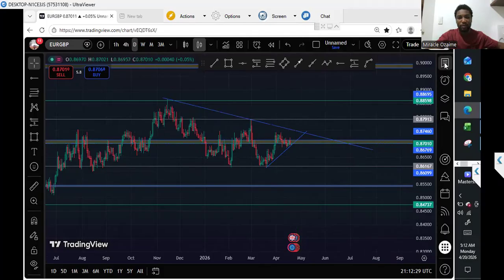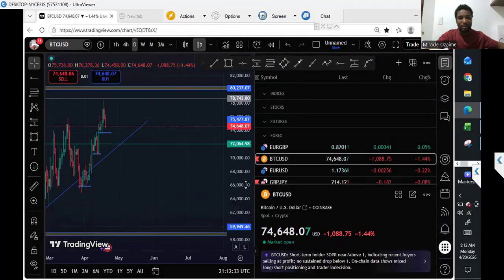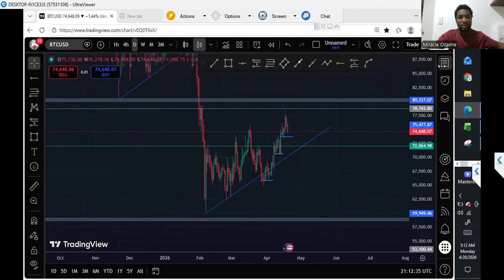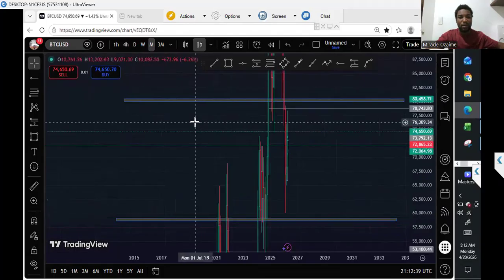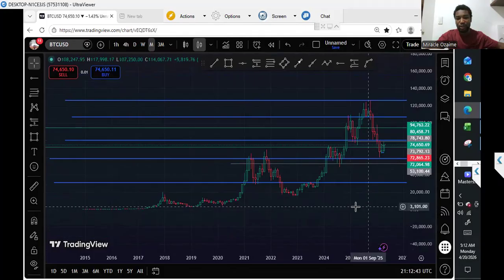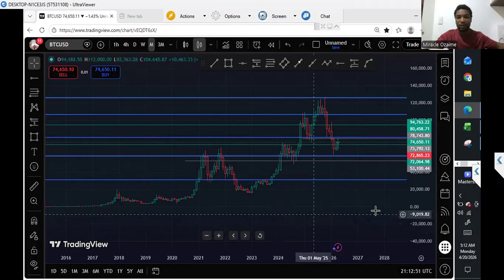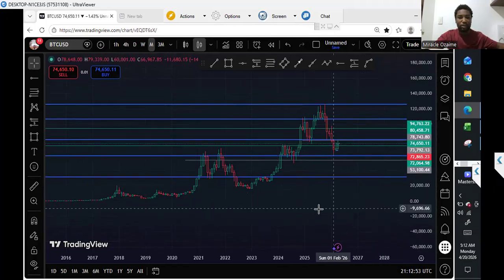Then the next pair that I'm going to be checking is BTC. BTC, on the other hand, let's check what the monthly candles are doing. Overall, BTC is kind of still looking bullish, but there's a trading opportunity that we can take advantage of. Why do I say overall is kind of still looking bullish?